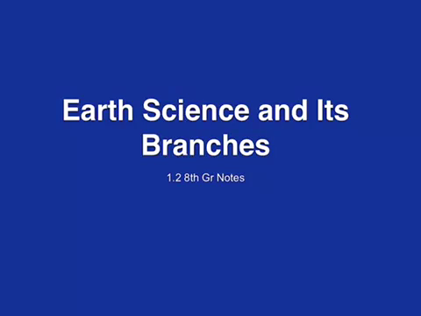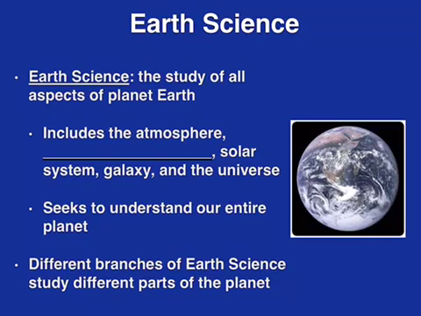Now that we've had a little refresher about what science is and the scientific method and some safety precautions, let's look more specifically at what earth science is and its different branches. So earth science is the study of all aspects of the planet Earth. It includes the atmosphere, the oceans, the solar system, the galaxy, the universe, everything to do about Earth. And the goal of earth science is to understand the entire planet.